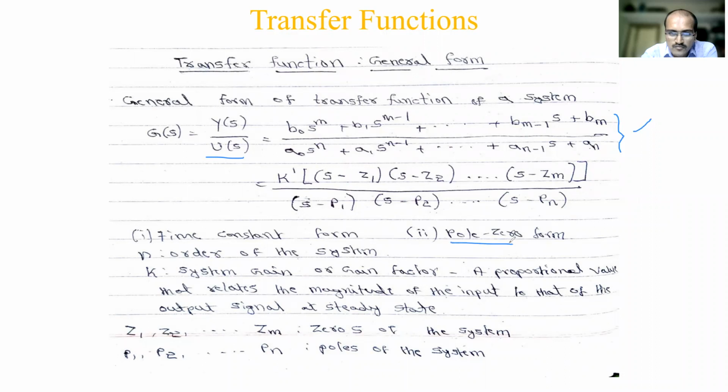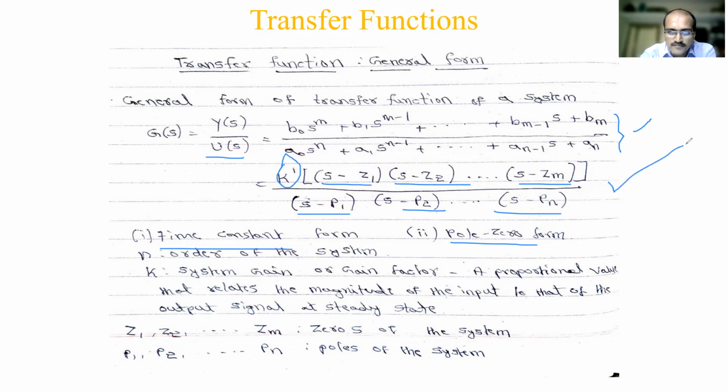It is mentioned over here, the pole zero form and the time constant form. This one we'll be using much in control systems. This is the gain K dash. Numerator parts we will be having zeros: S minus Z1, S minus Z2, S minus Zm. And in the denominator part you will have S minus P1, S minus P2, S minus Pn, which are nothing but the poles. So this is called the pole zero form along with the gain K. We will normally use this frequently here.